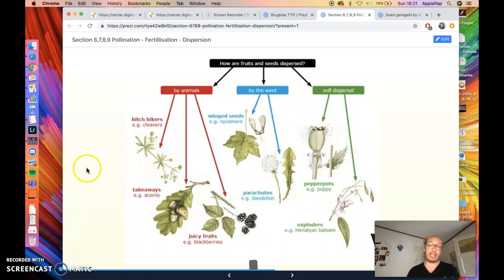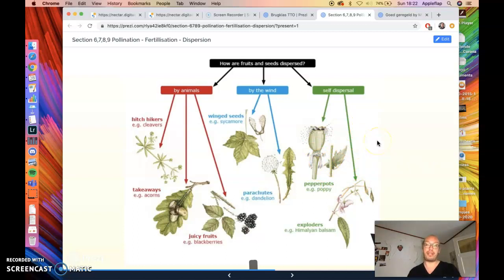And there are the juicy fruits. The juicy fruits are eaten by animals, like ourselves, and we poo them out again. So they have food with them when they want to grow. For wind dispersal, there are 2 types. There are the winged seeds, for example, from the sycamore tree, and there are those parachutes that I just showed you from the dandelion. In self-dispersal, there are also different kinds.